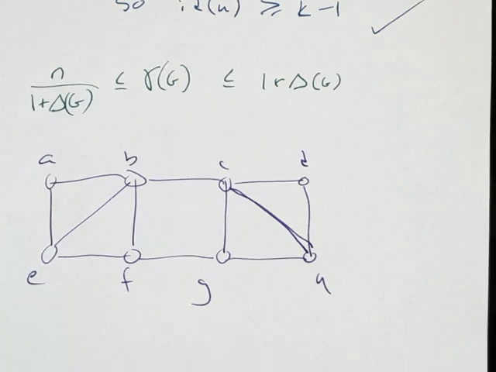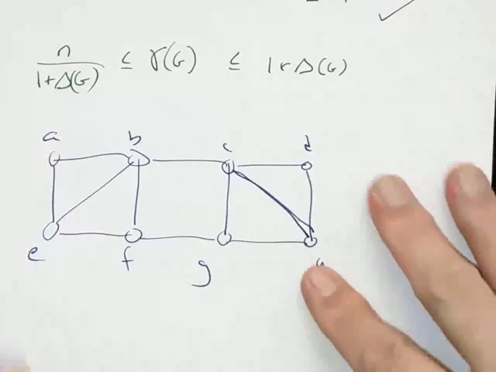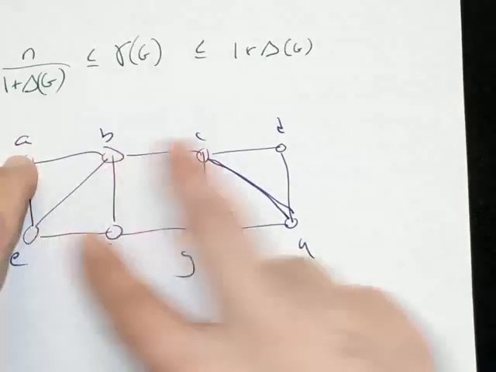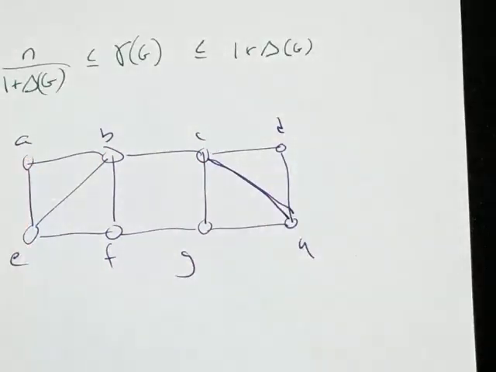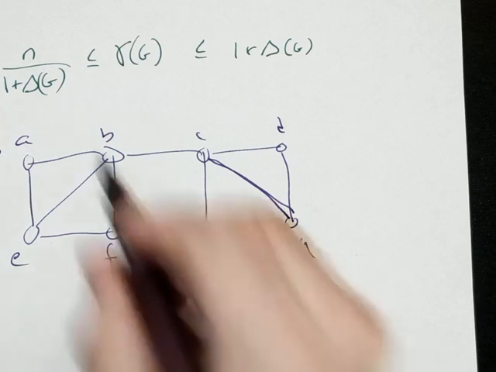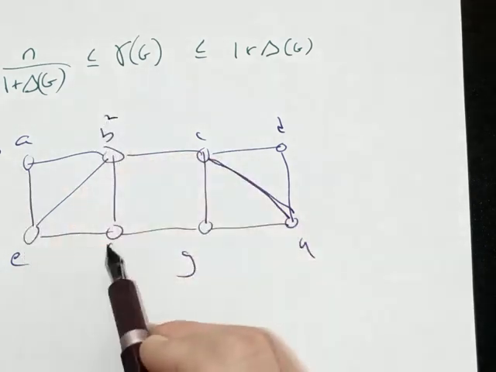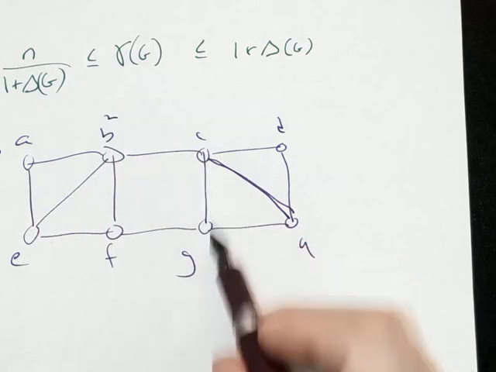The vertices furthest away from A are vertices D, G, and H. All of those are distance 3. 1, 2, 3. So the eccentricity of A is 3. The eccentricity of B is 2. It's 1 step to A, E, F, and C, and then it's 2 steps to D, H, and G.